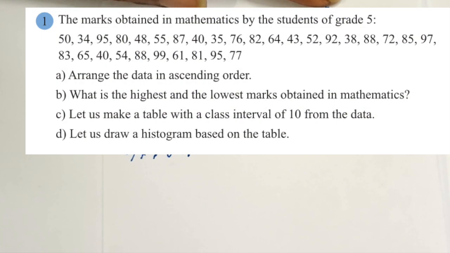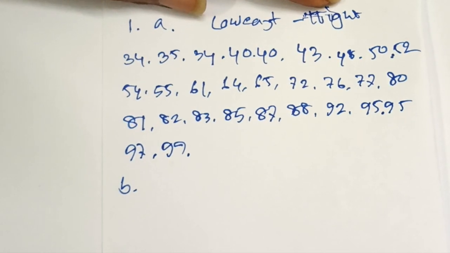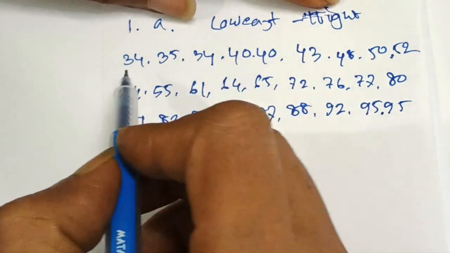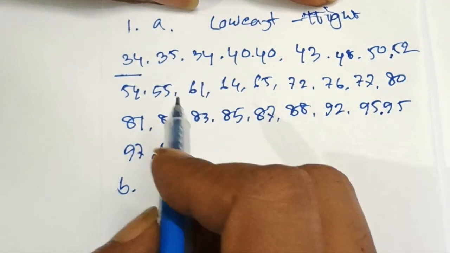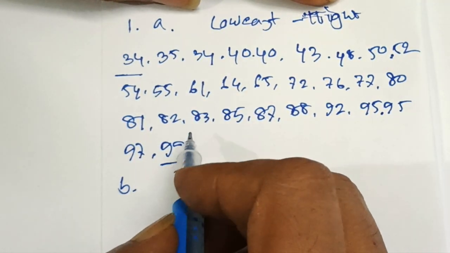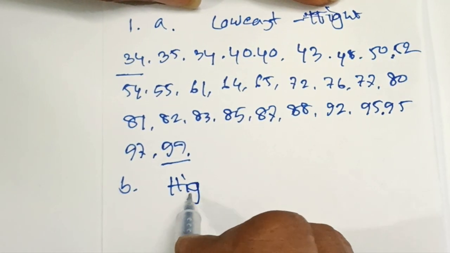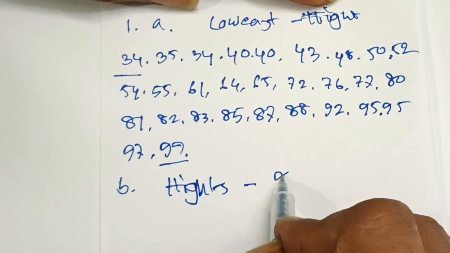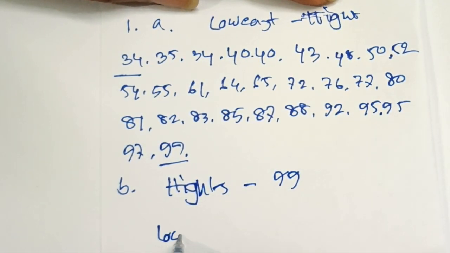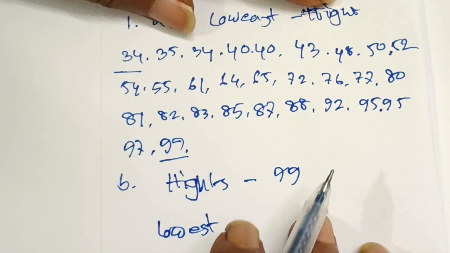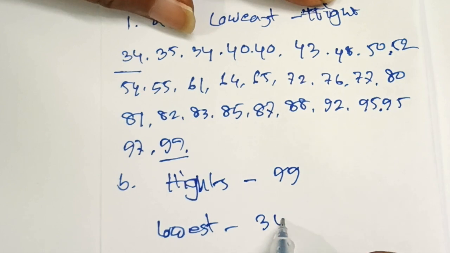Then number B. What is the highest and the lowest mark obtained in the mathematics? Then highest 99 and lowest 34. Highest is 99 and lowest is 34.